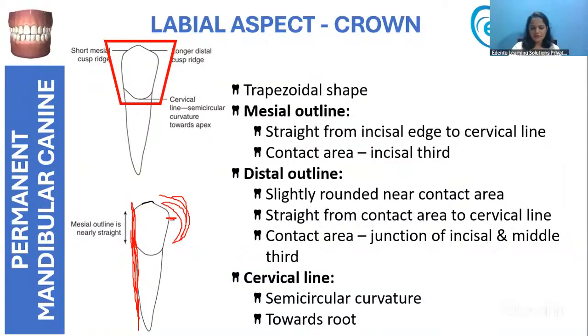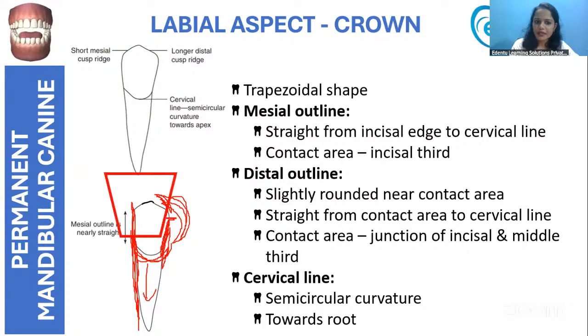From the contact area to the cervical line, it usually produces a straight line. From the tip to the contact area, it is usually convex, and from the middle third till the cervical line, it is usually straight in nature. Now, coming to the cervical line, again a semicircular curvature is produced, and this curvature is towards the root end of the crown. So these are some of the points you can write regarding the labial aspect of the mandibular canine.